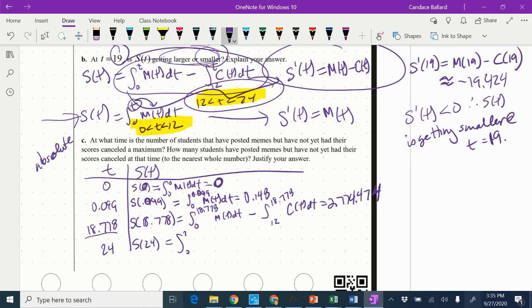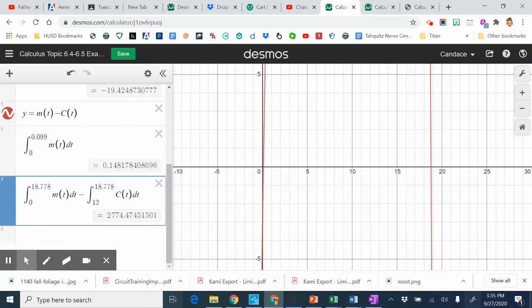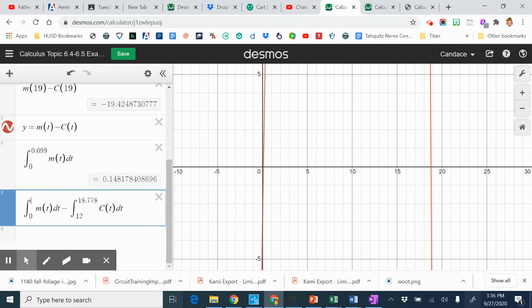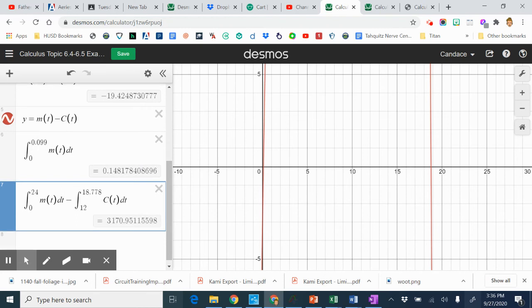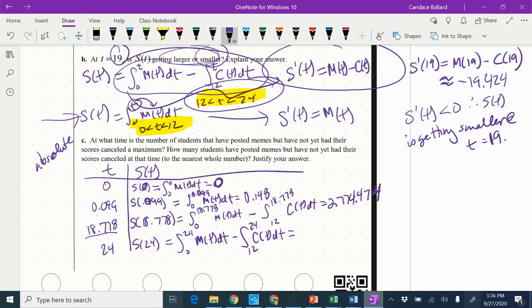It's going to go 0 to 24 of m of t dt minus 12 to 24 of c of t dt. Okay, so let's go back in here. Actually, couldn't I just replace numbers on this one here? So I'm going to 24 this time, and I'm going to replace the number here with 24. All right, so we get 0.162.